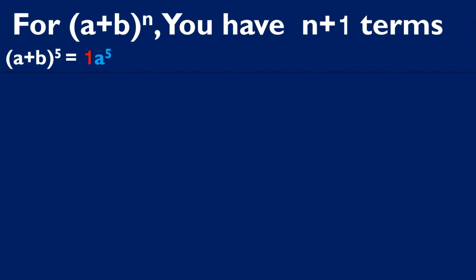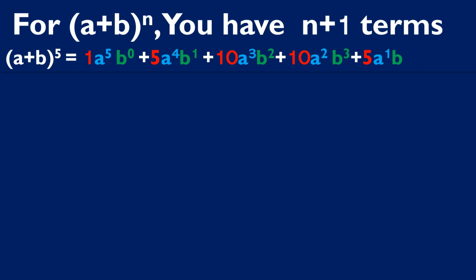Let's consider our a plus b, everything raised to the power n. You will have n plus 1 terms. Now, for a plus b, everything raised to the power 5, since our n is 5, we'll have 5 plus 1 terms, that is 6 terms. Whatever the power is, by the time you add 1, that gives you the number of terms.